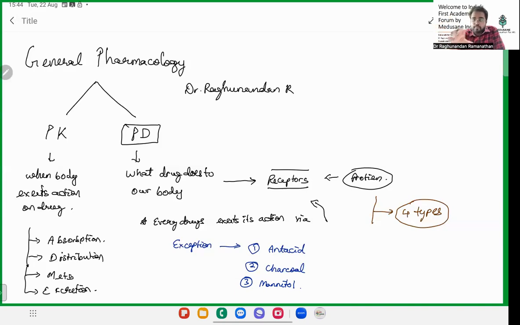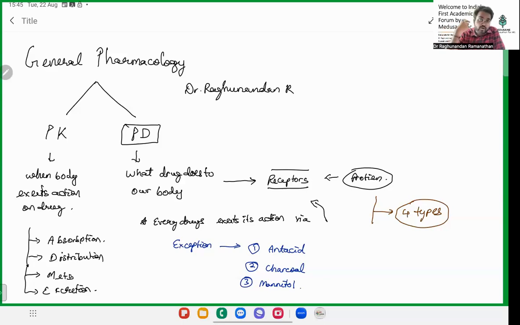So broadly, we classify general pharmacology into 2. One is pharmacokinetics, the other is pharmacodynamics. Pharm means some drug. So what a drug exerts as action on the body, we call it pharmacodynamics. And what your body exerts as action on the drug, we call it pharmacokinetics.